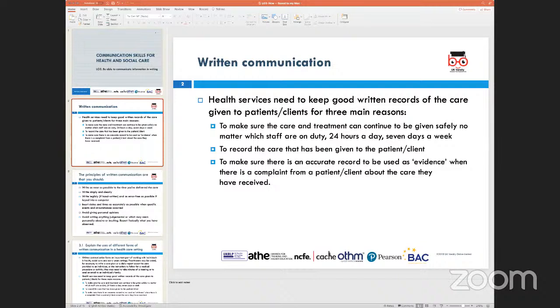So when we talk about written forms of communication, what advantages come to your mind? What could be the advantages of written communication? I would like you to participate. What could be the reasons why we need written communication as against oral or verbal communication? Any ideas?